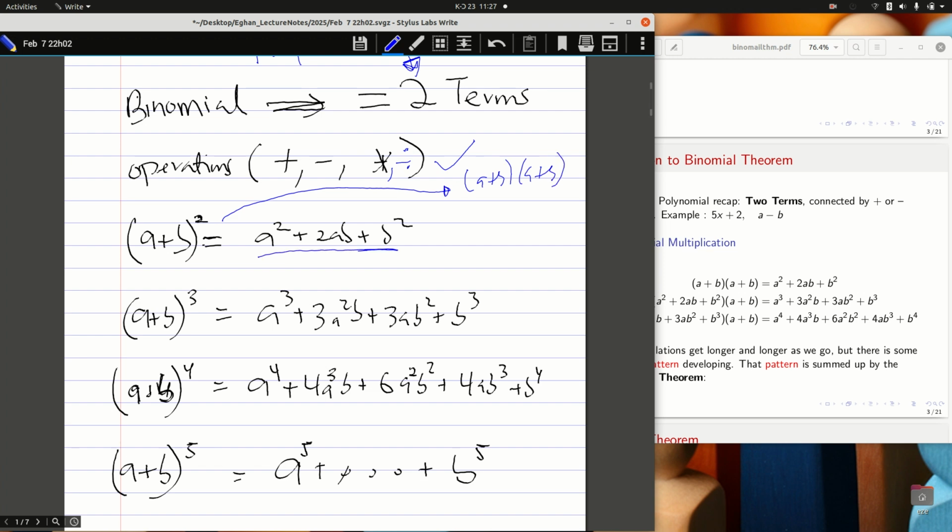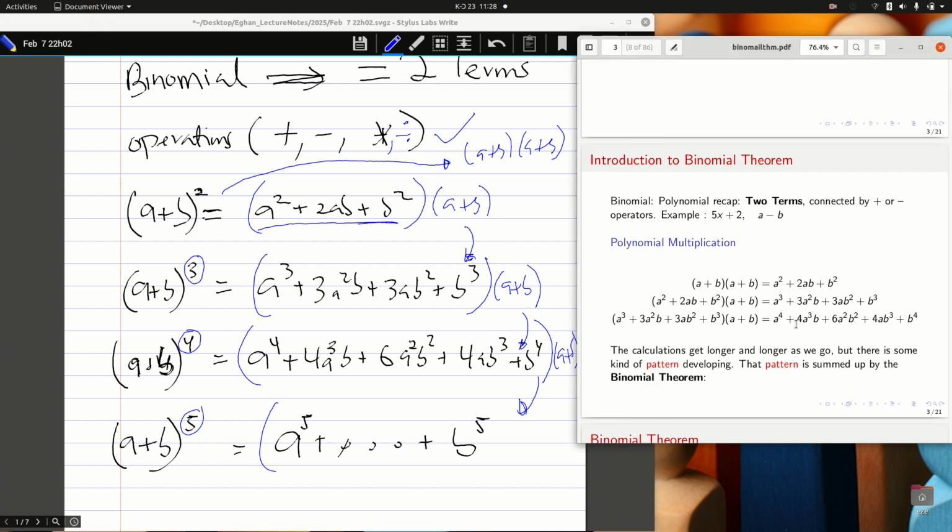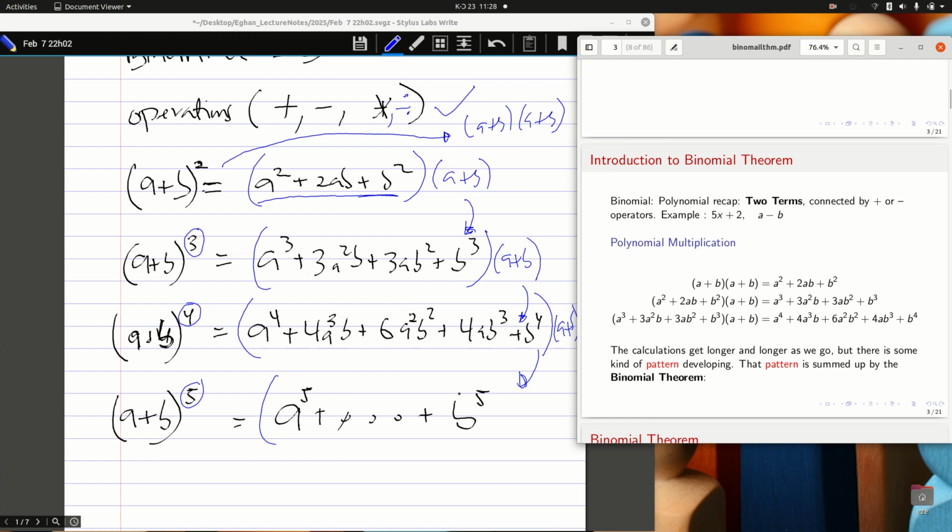If I want the power cube, what I'll do is multiply this part by what? A plus b, and I'll get this answer. If I have to the power 4, I multiply the answer I had here by a plus b to get this answer. If I have to the power 5, I simply multiply my 4th here by a plus b to get this answer. That is simply what I'll be doing. You would realize that the calculations or the expansion gets longer and longer as we proceed, or the terms increase, and this can be quite cumbersome.